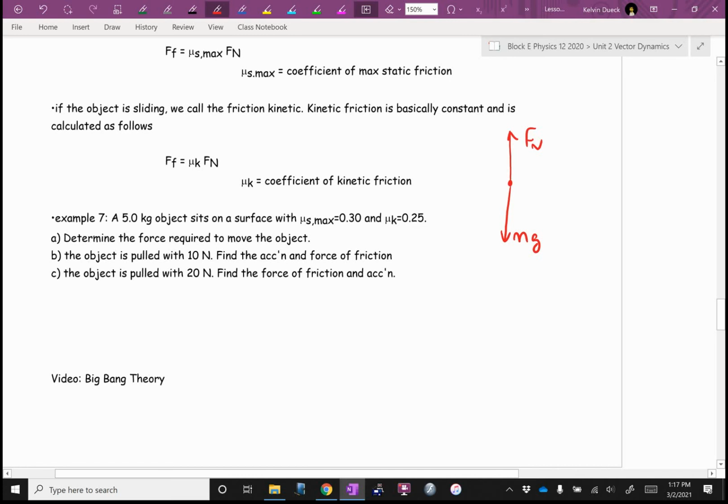Okay. By the way, that same size is going to start to change a couple lessons from now, and the normal force will almost never be the same size as mg. I'm still doing physics 11, though.